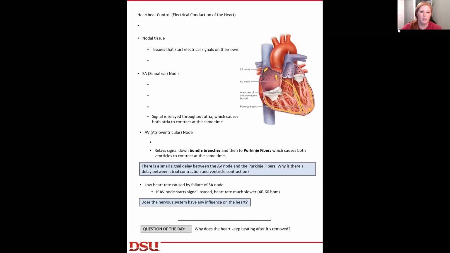Okay, so let's look at the electrical component of the heart.